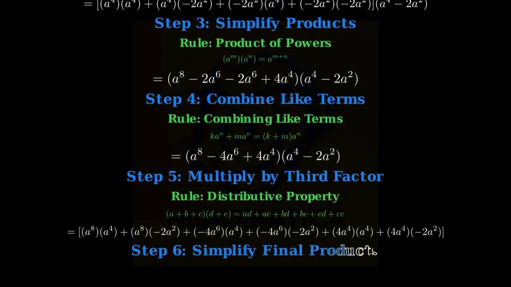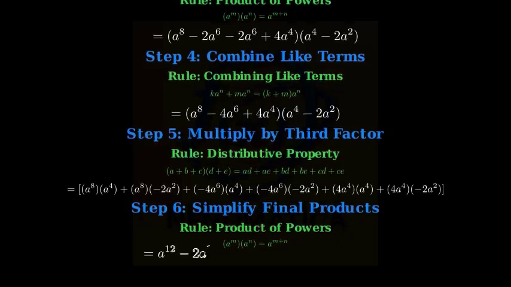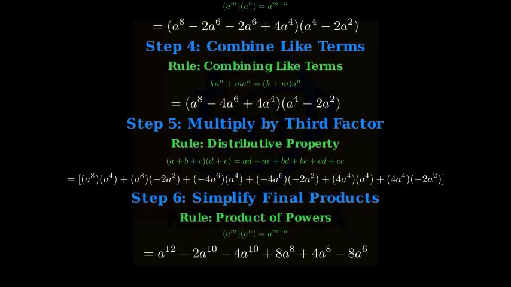Let's simplify each of these products using the laws of exponents. When we multiply a to the eighth by a to the fourth, we get a to the 12th. When we multiply a to the eighth by negative 2a squared, we get negative 2a to the 10th. For the remaining terms, we multiply negative 4a to the sixth by a to the fourth to get negative 4a to the 10th. Then we multiply negative 4a to the sixth by negative 2a squared to get positive 8a to the eighth. Next, we multiply 4a to the fourth by a to the fourth to get 4a to the eighth. Finally, we multiply 4a to the fourth by negative 2a squared to get negative 8a to the sixth.